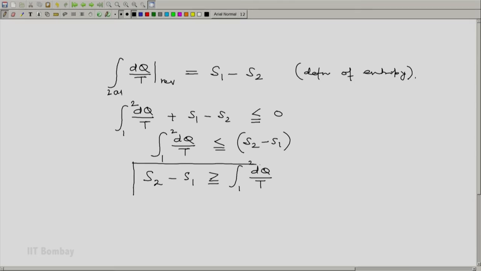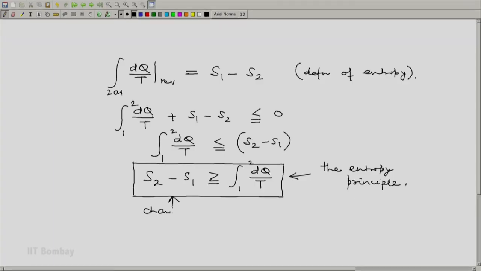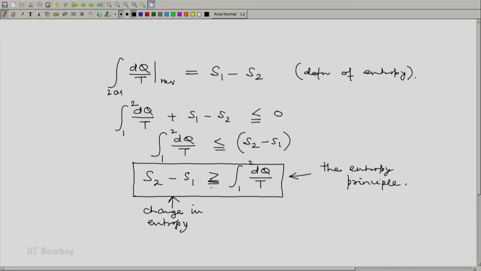This relation is known as the entropy inequality, or quite often called the entropy principle. It says that the change in entropy for any process must always exceed or at most be equal to this integral dq by t over the process if we are able to evaluate. And remember, as always, that this equal to sign pertains to the reversible case. If the process is reversible, then this equality will hold.